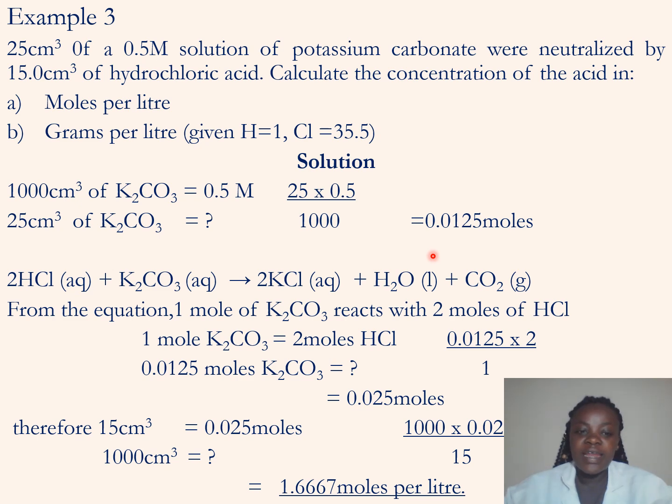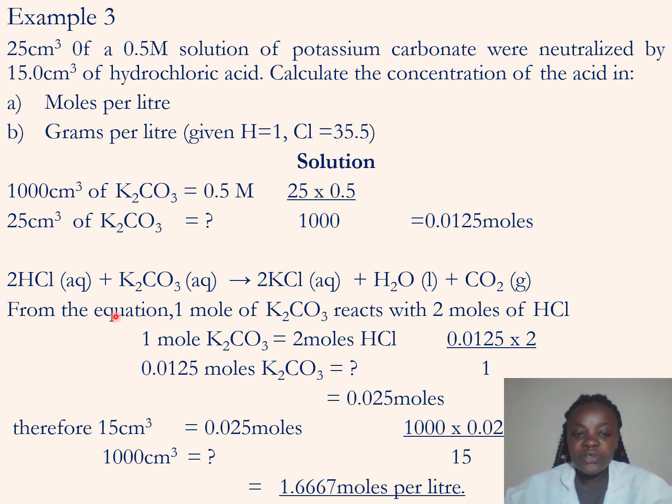Then from there, the second step, we write the equation for the reaction between potassium carbonate and hydrochloric acid. So the equation is here, it is balanced. We have 2 moles of hydrochloric acid reacting with 1 mole of potassium carbonate to give us 2 moles of potassium chloride, water, and carbon dioxide gas.